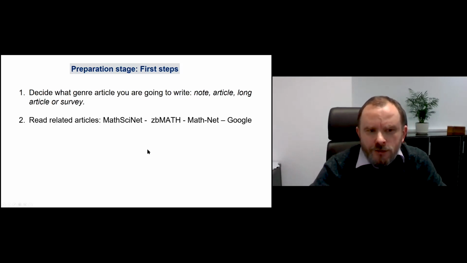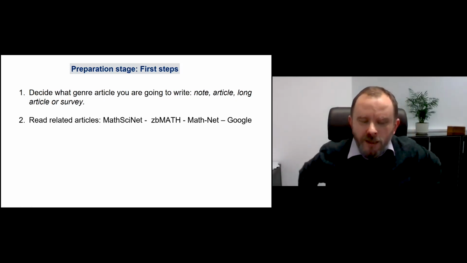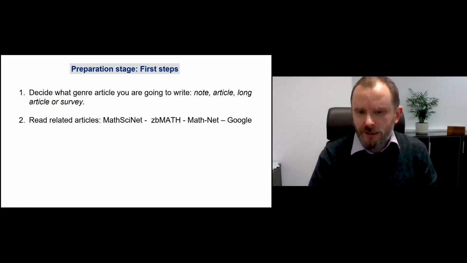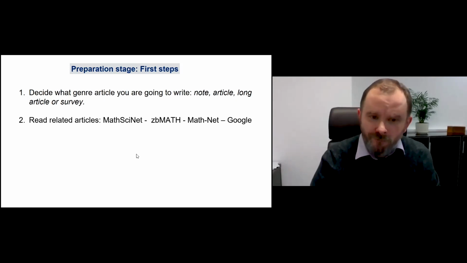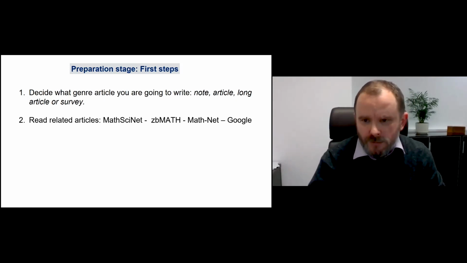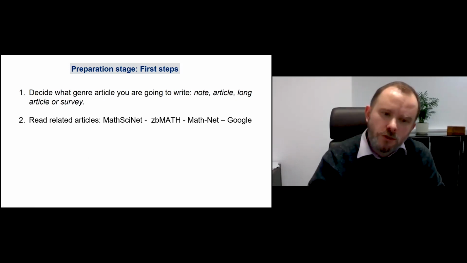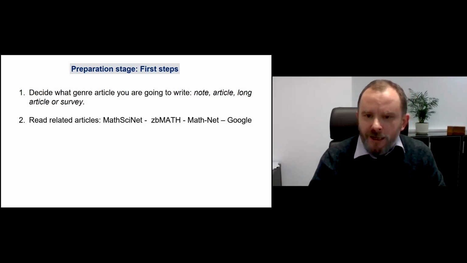Firstly, I think it's reasonable to decide what type of paper you are going to write. Should it be a note or an article or a long article, or even a survey? And this is very important to decide at the beginning because it influences the writing process. If you decided that your result is quite short, the proof is not so long, and explanation, motivation, and so on will not take a lot of space in your paper, then it will be a note, and then this is easier from the point of view of writing.